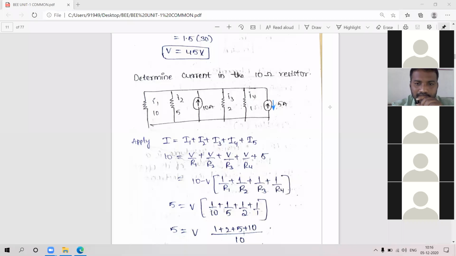Now you tell me the answer. All of you change to 5 amps and change the direction to downwards. I is equal to I1 plus I2 plus I3 plus I5. That I5 is 5 amperes and capital I is 10 amperes. Sir, I got one.